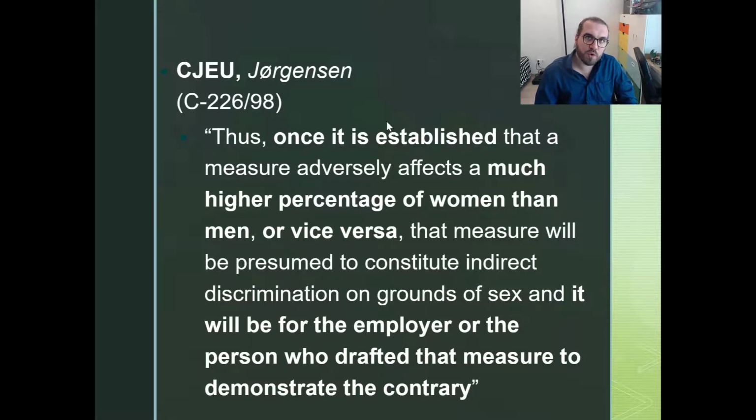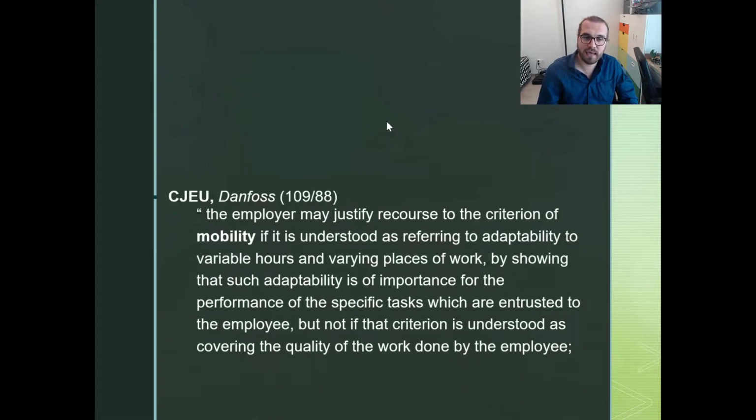Jorgensen confirms what we also saw under the European Convention of Human Rights. If you have statistics proving the difference of impact, then the employer has the burden of proof, and it will have to justify the difference of treatment under the proportionality test, which we saw a few slides ago.